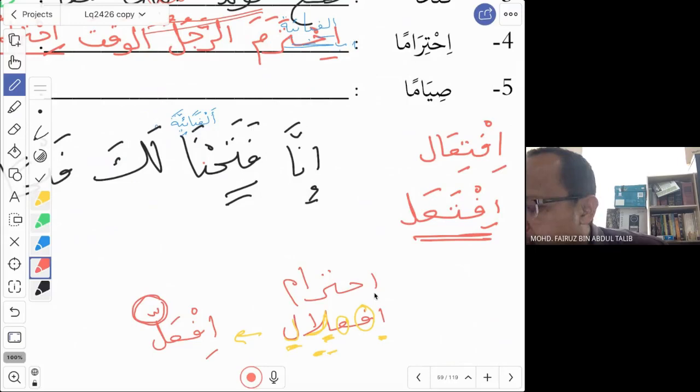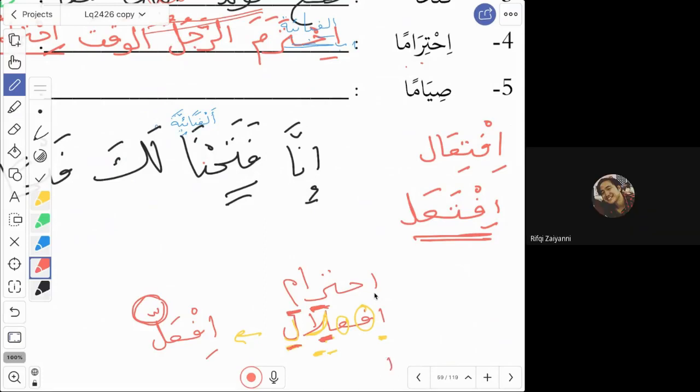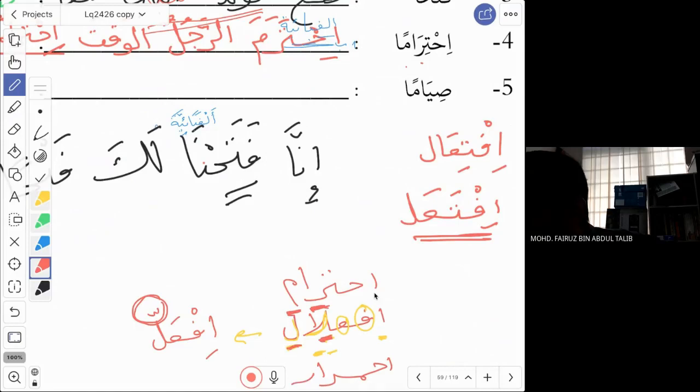Do you see any similar letters here? Ihtiram. Look at the last 2 letters, ra and mim. They are not the same letter, right? So this tells us that this is not if'ilal, because if it is if'ilal, this letter must be similar to the last one, lam, lam, lam. The example for if'ilal is ihmirar. You look at the last letter, ra, and the letter before alif is also ra. So here you can say if'ilal, but not ihtiram, because the last letter and the letter before alif are different. Boleh ya?